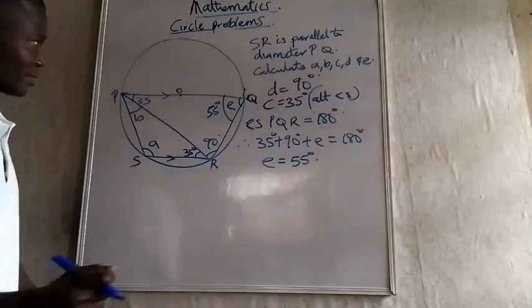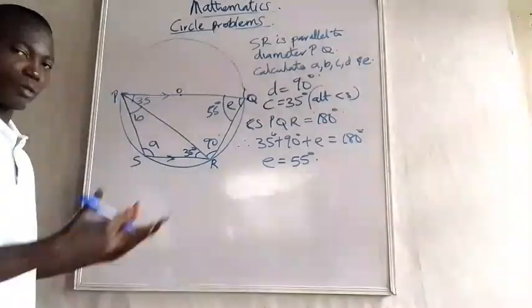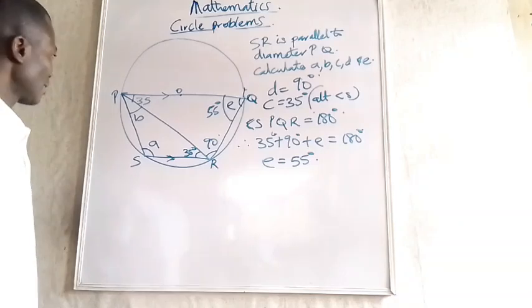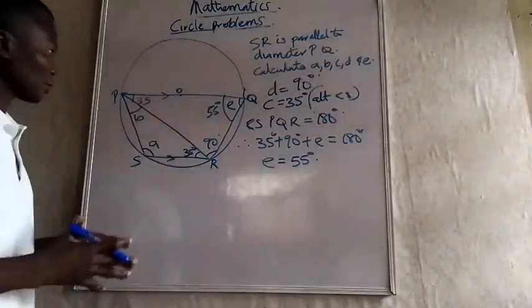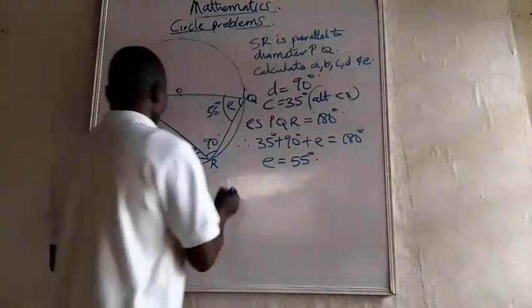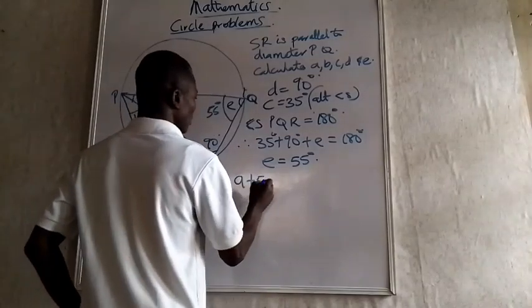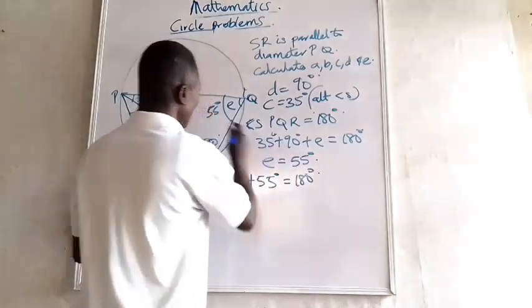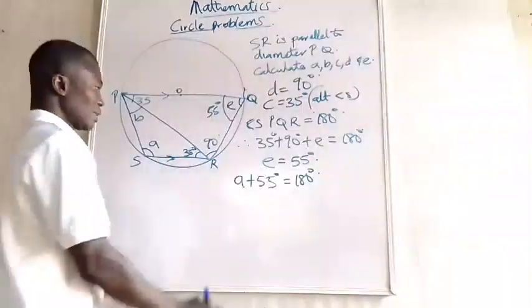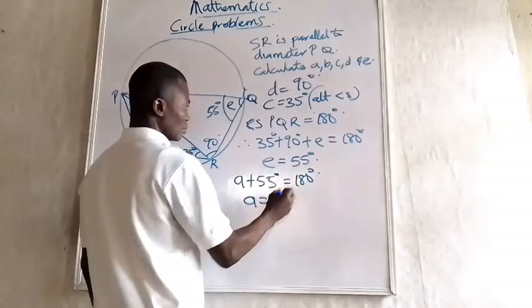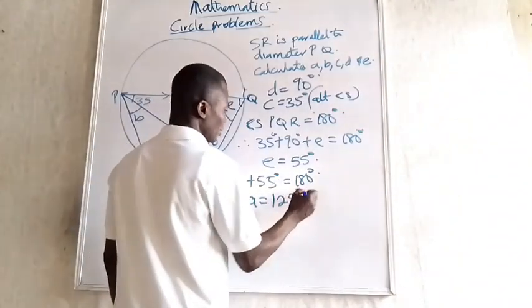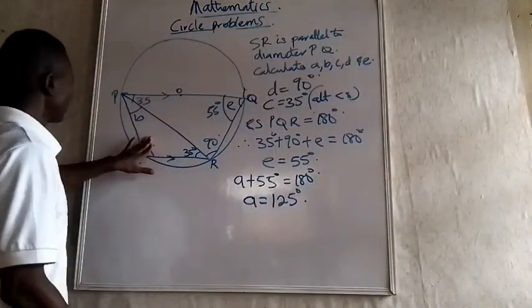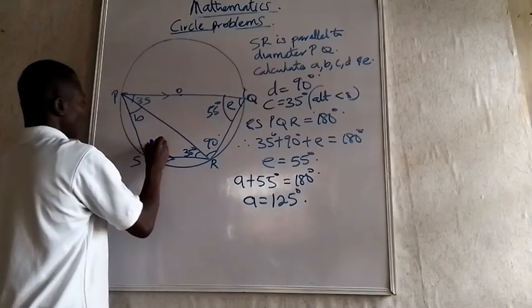Now don't forget, opposite angles of cyclic quadrilateral are supplementary. That is, A and 55 are equal to 180 degrees. So A plus 55 degrees is equal to 180 degrees. That is, A plus E are equal to 180 degrees. So A will be equal to 125 degrees. That one is done. So this is 125.